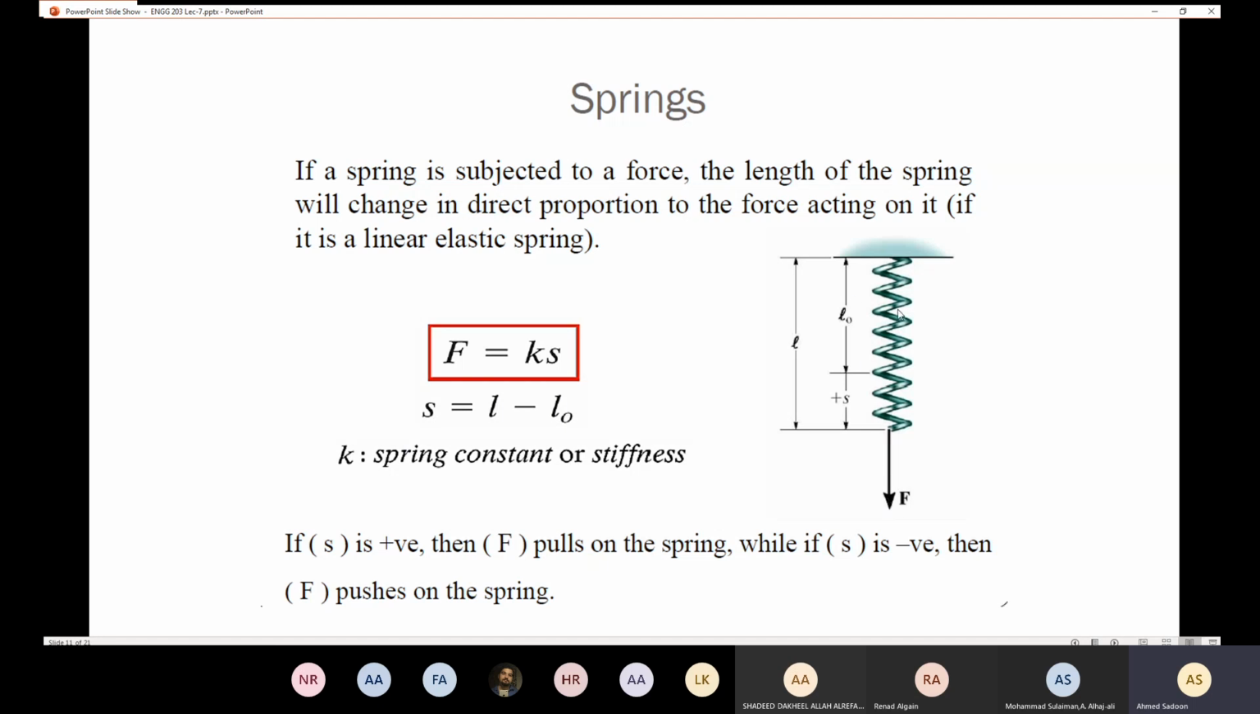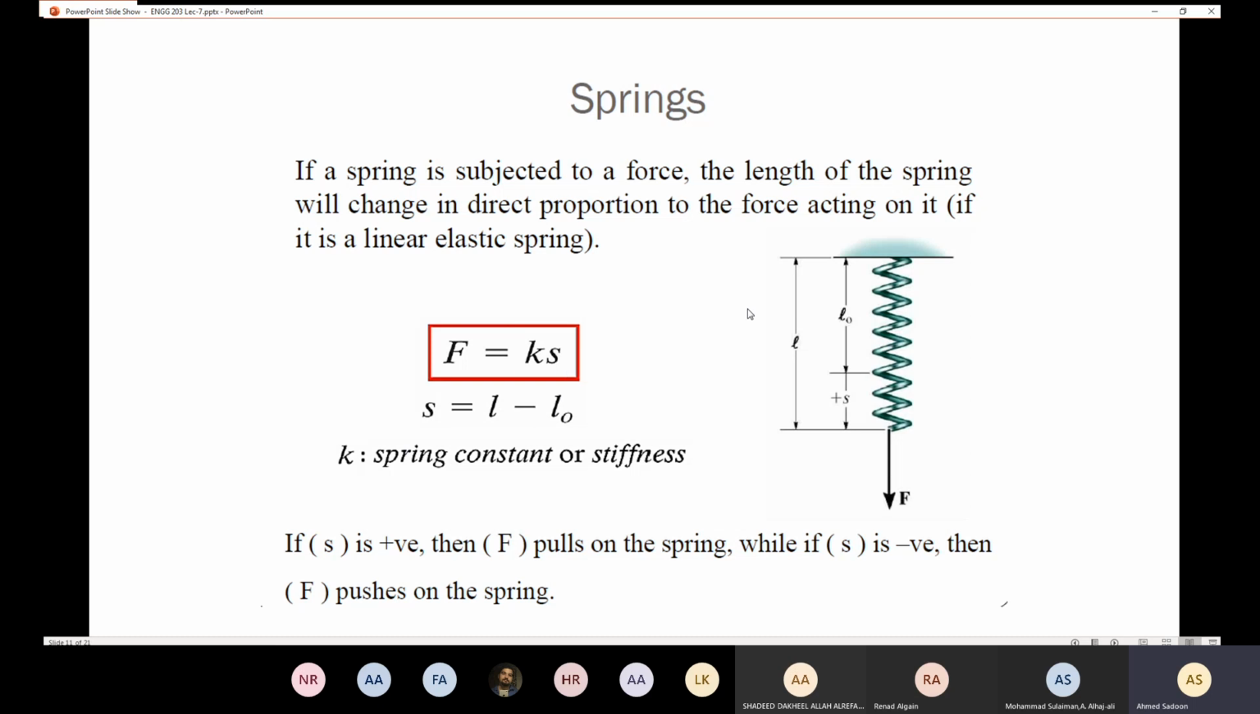Of course, if you have a spring and you apply a force, the length of that spring will change in the direction proportional to the force. So if the force is in that direction, that means the length is going to increase in that direction. If the force is in that direction, that means the length is going to decrease in that direction. So the length of the spring will change in the direction proportional to the force acting on it. And we need to know that the spring should be a linear elastic spring.